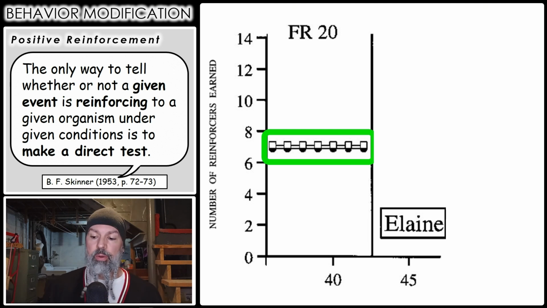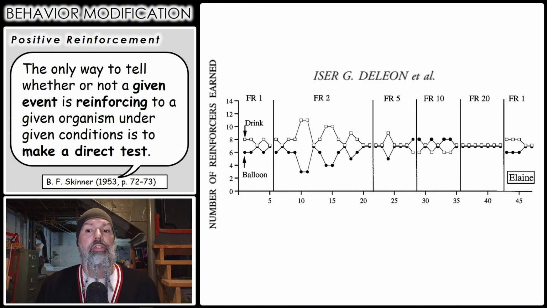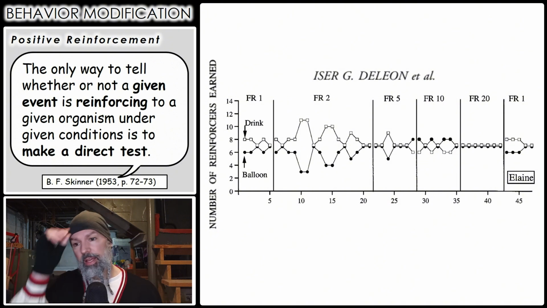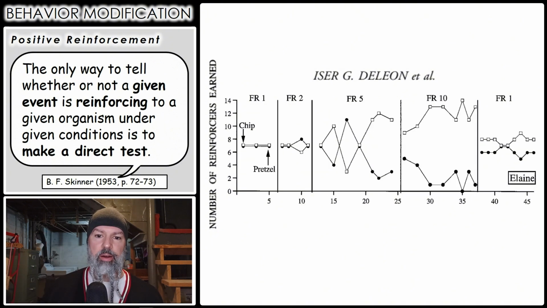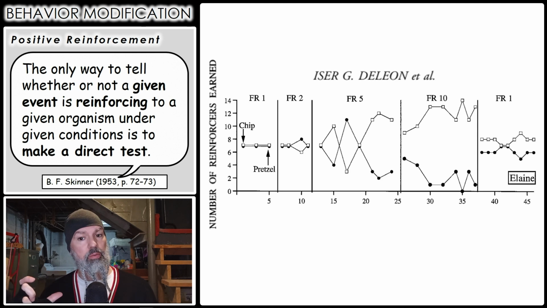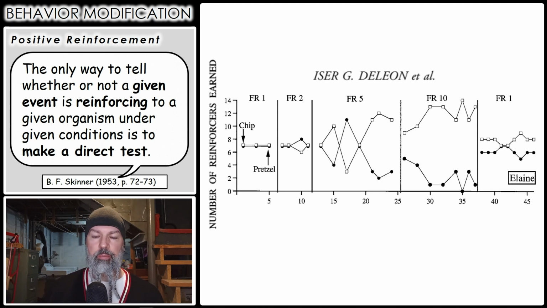So there was a pattern here that we saw throughout the number of responses required. When they required only 1 response to earn the reinforcer, these 2 reinforcers were pretty much equally effective. When she required 20 responses, they were still equally effective. However, that is not always the case. So let's take a look here now at 2 other reinforcers that they gave Elaine. This time we're going to take a look at chips and pretzels.